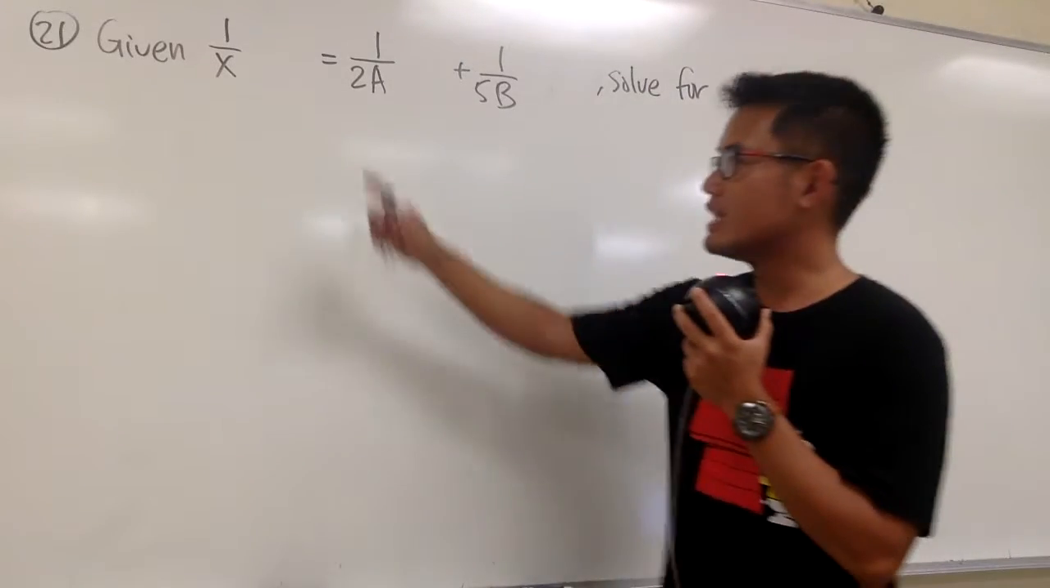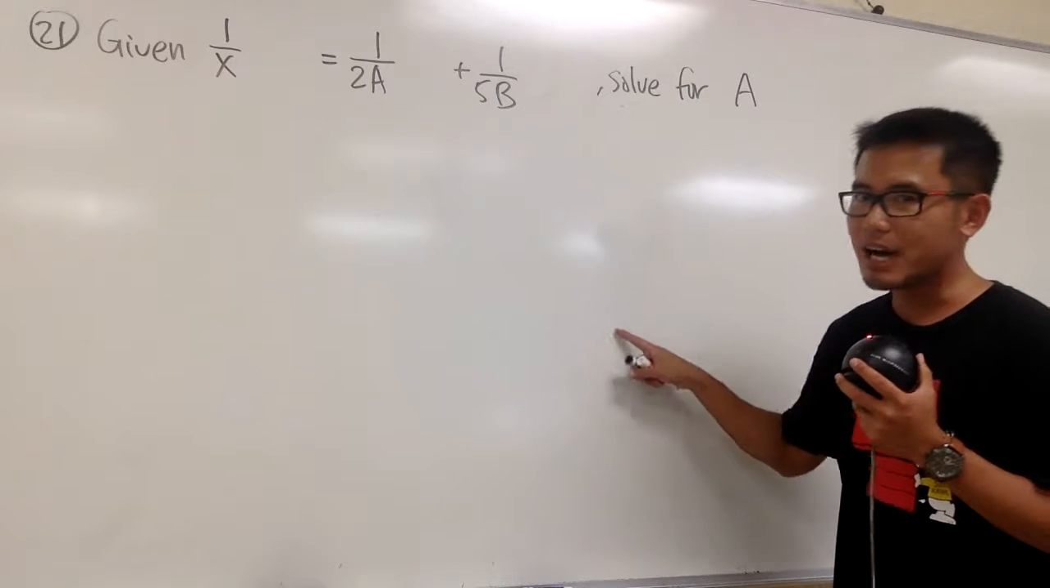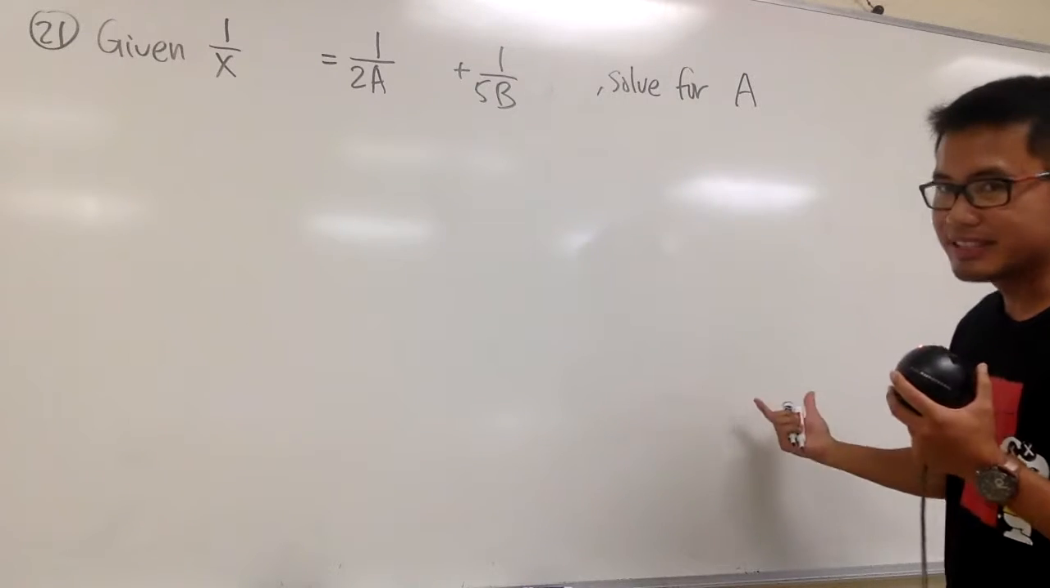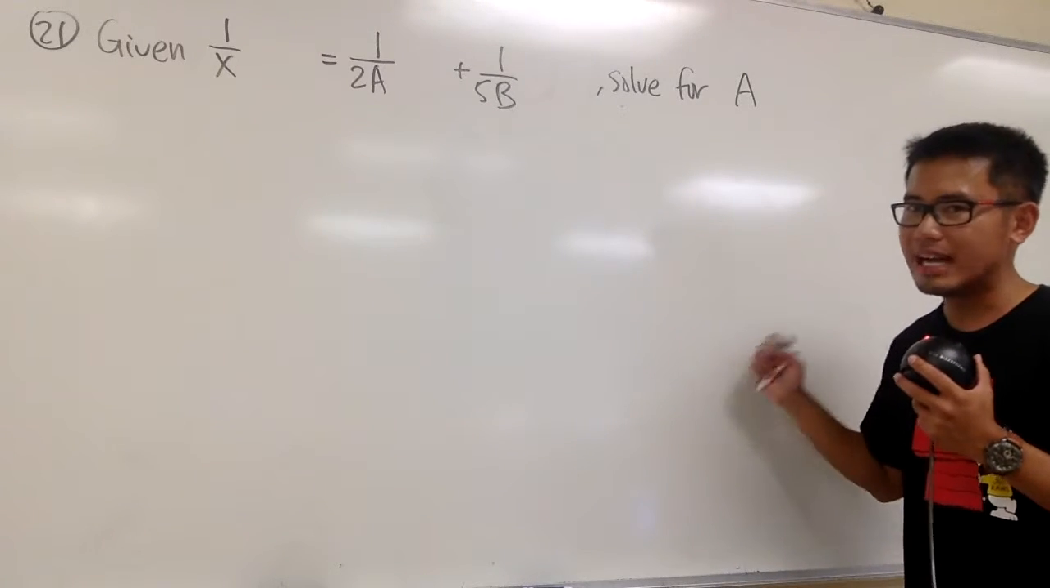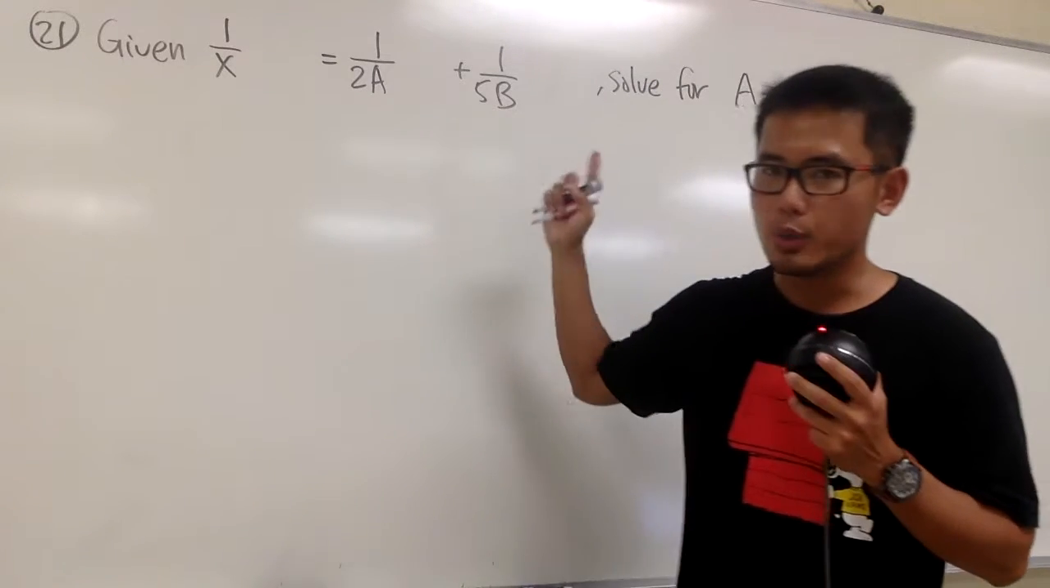Okay, for number 21, we are given this equation, and our goal is to solve for a. That means we have to get a by itself and everything else on the other side. And on the other side, we cannot have any more a, right? Anyway, as you can see, we have a rational equation.